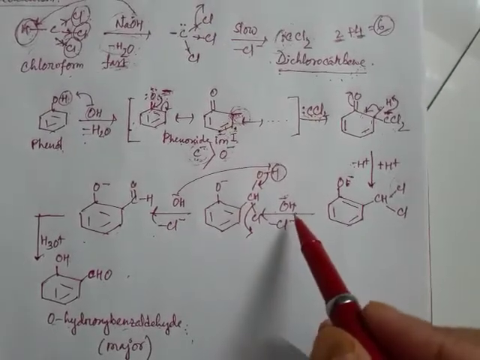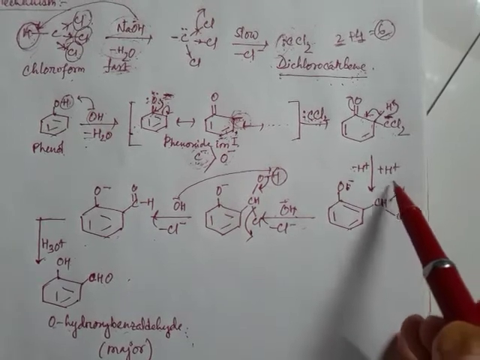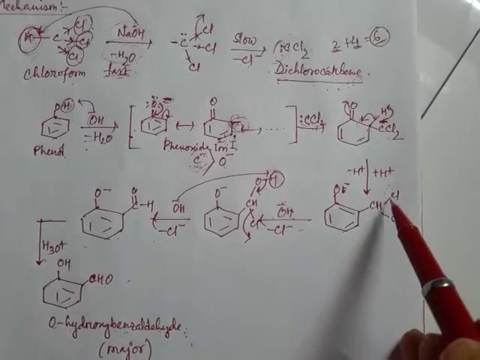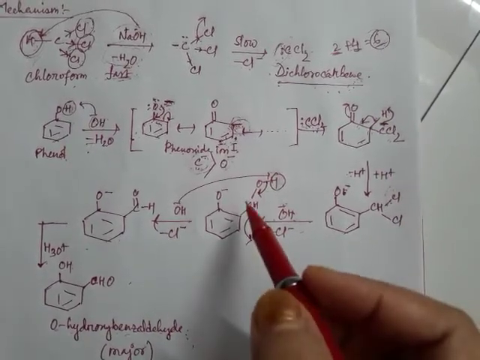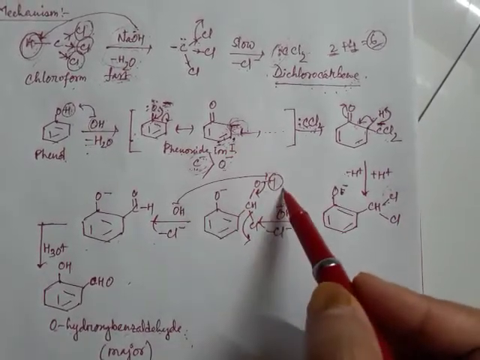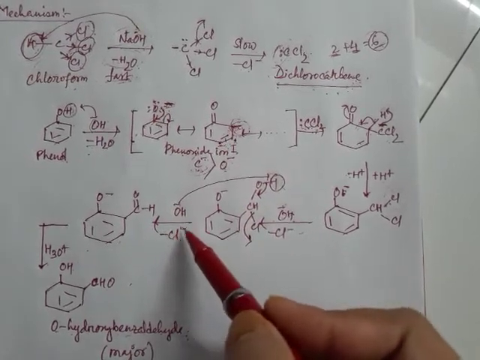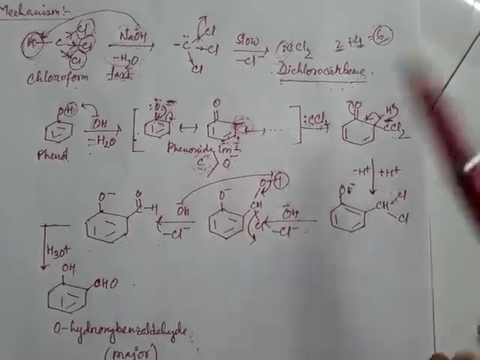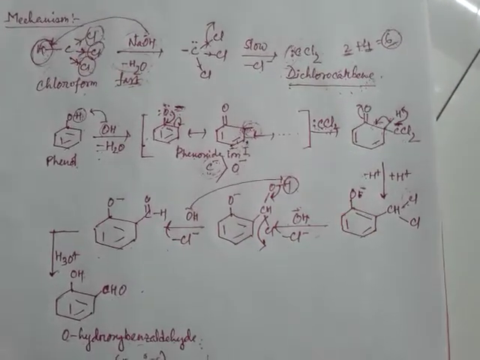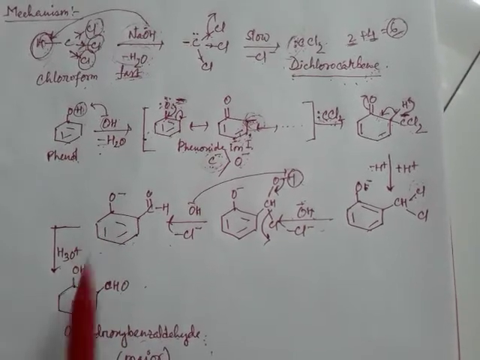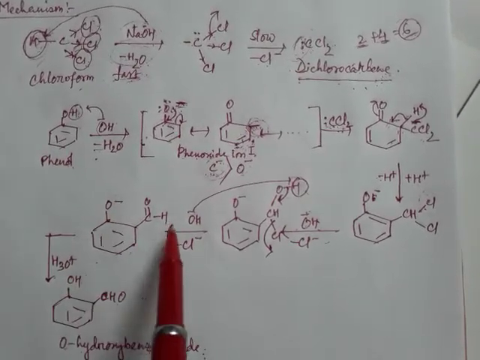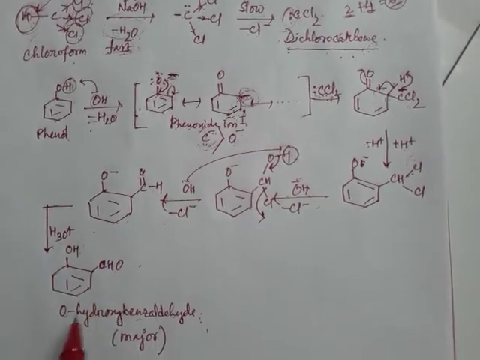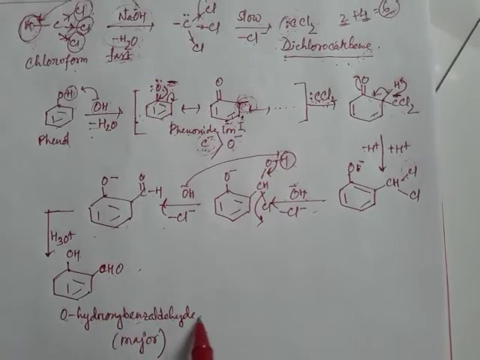So OH minus is present in the system, so one chloride will be liberated and its place will be taken by one OH minus, and in our next structure again a proton will be abstracted with the liberation of one chloride ion. Okay, so now you can see that in this structure the anion of ortho-hydroxybenzaldehyde is already formed. So now we have to do acidic hydrolysis of this one to get our major product, ortho-hydroxybenzaldehyde.